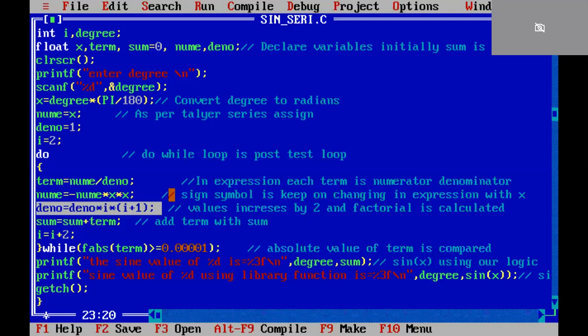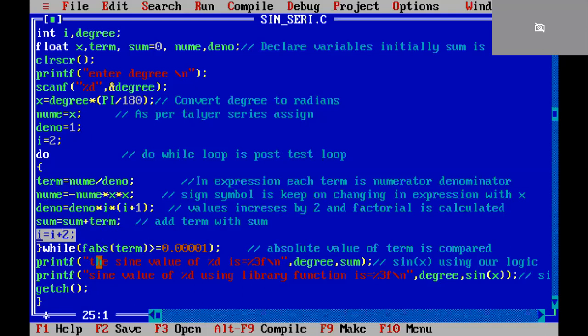So after this, what is term? Numerator is already calculated here, and denominator is also calculated here. Use the simple formula, numerator by denominator. You will have the final answer for the term, which will be added to the sum, and the total result will be stored in the variable called sum. These are very important steps we are executing. Later, increment the i value by 2. This is the basic statement logic of the program written for the sine function.